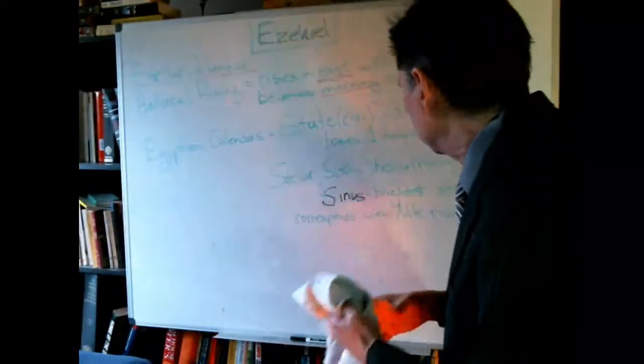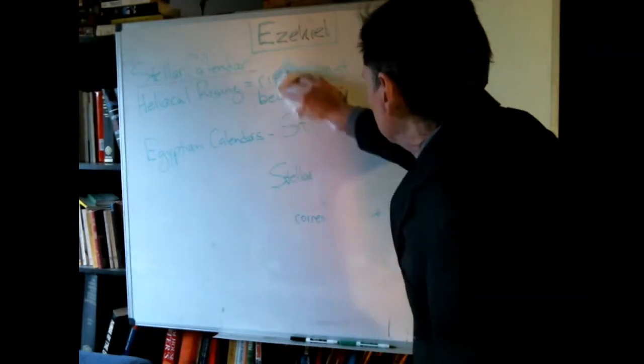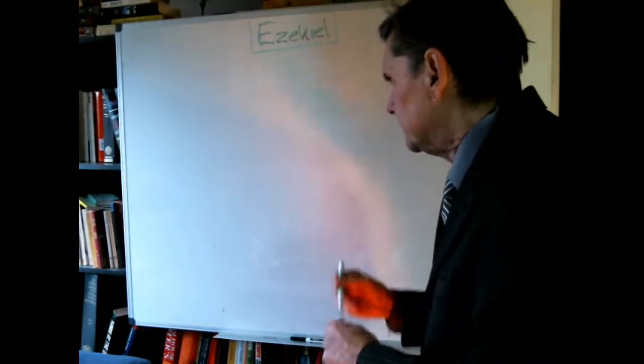So I need to make a second board and erase this one, because I need to draw a picture now of the sky when it came, of the rising of Sirius. Now we make the directions in a sky map.